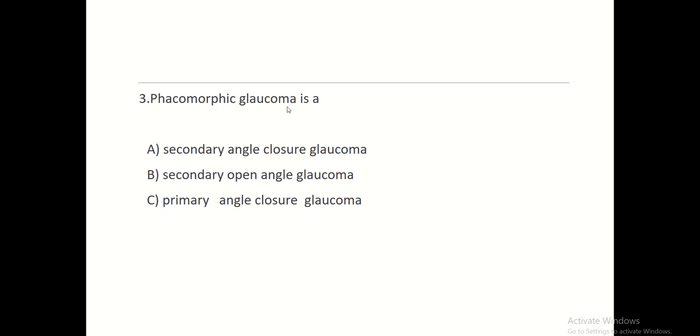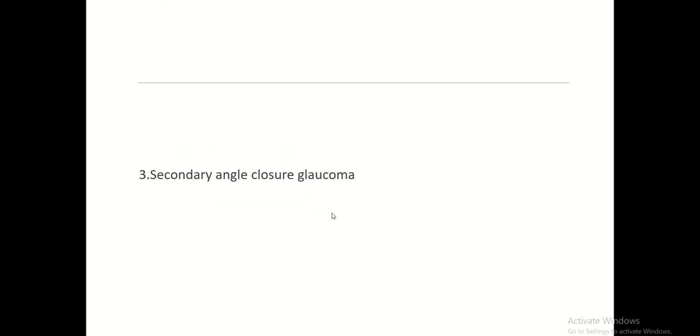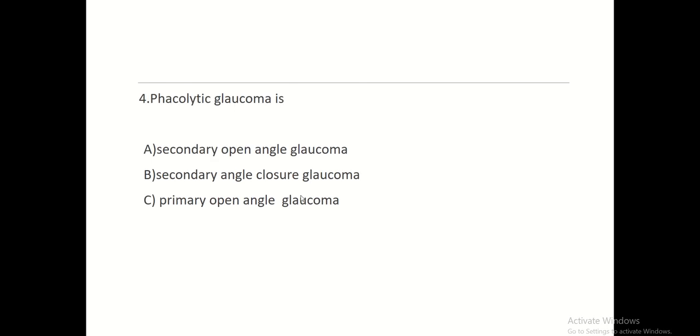Now coming to phacomorphic glaucoma, here it's an intumescent lens. So is it causing a secondary angle closure glaucoma, secondary open angle glaucoma, or a primary angle closure glaucoma? It is an intumescent lens which is causing pupillary block, and so it is an example of a secondary angle closure glaucoma. Phacolytic glaucoma: is it a secondary open angle glaucoma, secondary angle closure glaucoma, or a primary open angle glaucoma? I told you, there is a clogging of the trabecular meshwork by the macrophages as well as the lens protein, so it is a secondary open angle glaucoma.